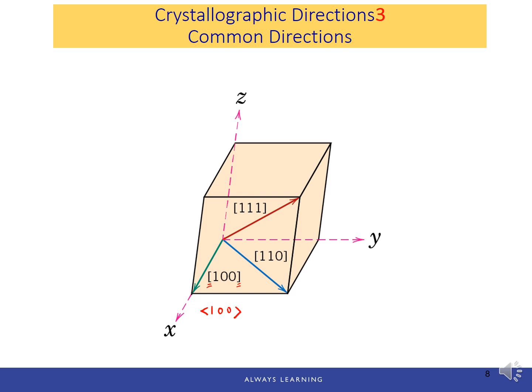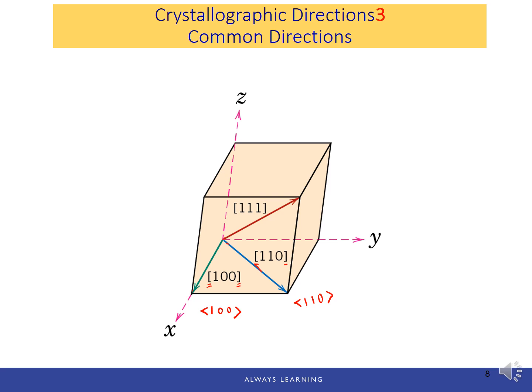The next one is the face diagonal. Again, for this particular specific face diagonal, we use the square bracket to indicate a line direction, or Miller indices for a direction. But if we want to represent all the face diagonals, we can use a family of directions. So this is the <1 1 0> family, representing all the face diagonals in a unit cell.